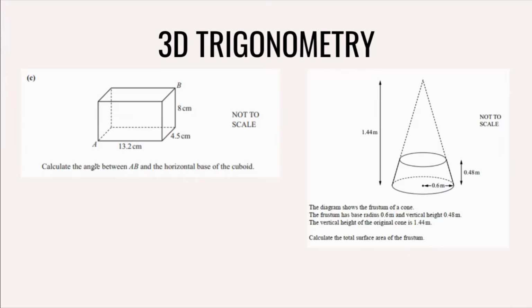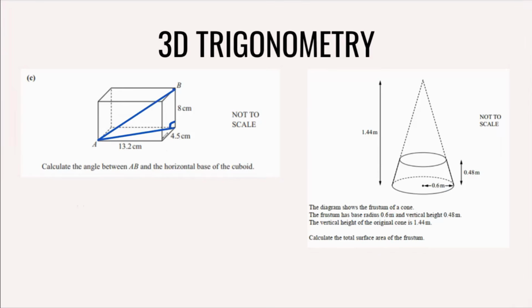For this one, as you can see, it says calculate the angle between AB and the horizontal base of the cuboid. So AB is this, okay? The horizontal base of the cuboid means the base that is at the bottom. The vertical base is the side face; the horizontal base is at the bottom. So if we join these lines, we can see that we have a right angle triangle over here.